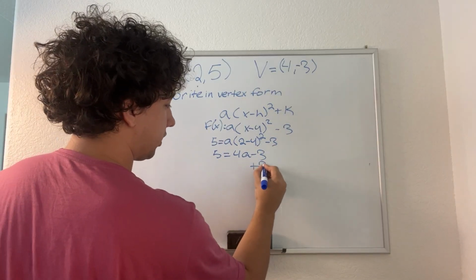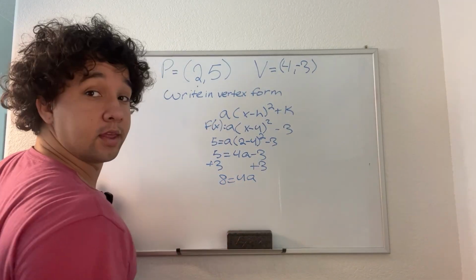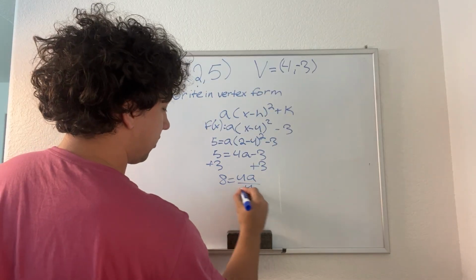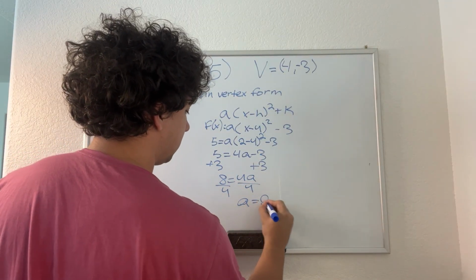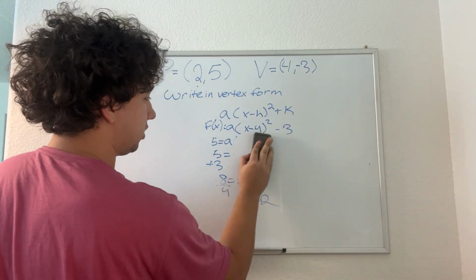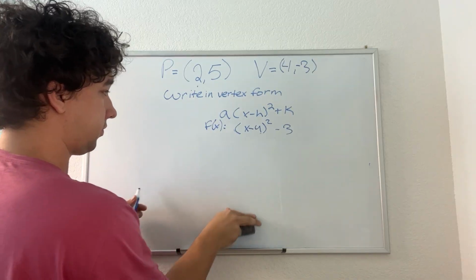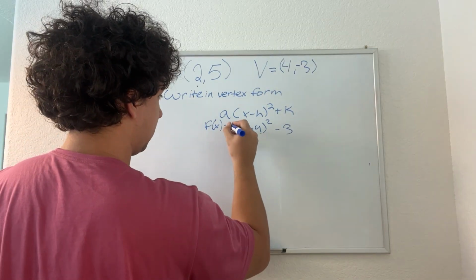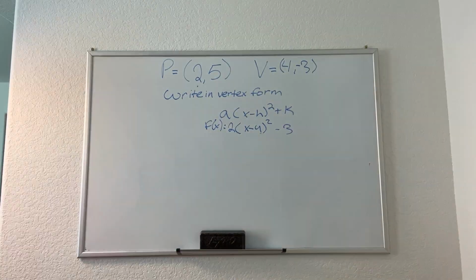From here, I add 3 on both sides. That gives me 8 equals 4a. And then the last thing here is I'm gonna divide by 4, inverse operations, leaving me with a equals 2. And so then from there, well, I'm just gonna take that knowledge and I'm just gonna plug it back here. And that gives me my final answer for that question.